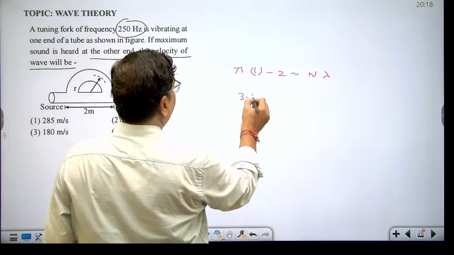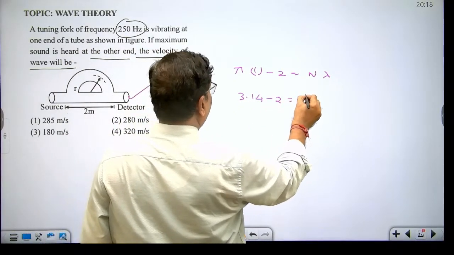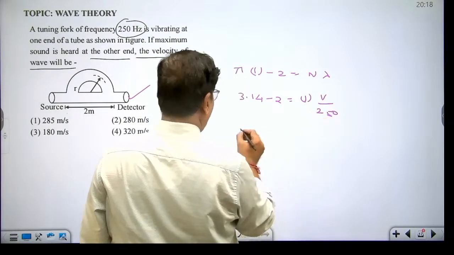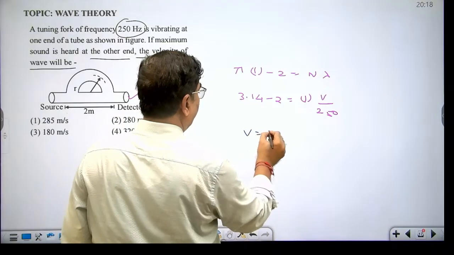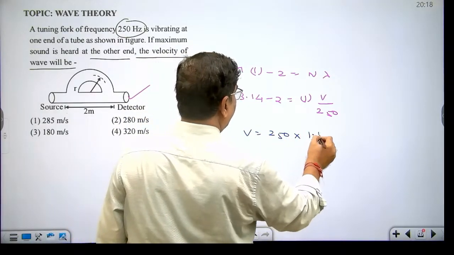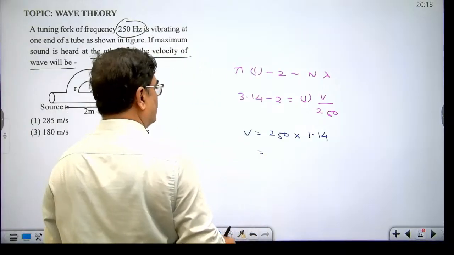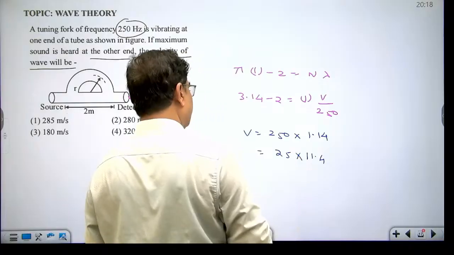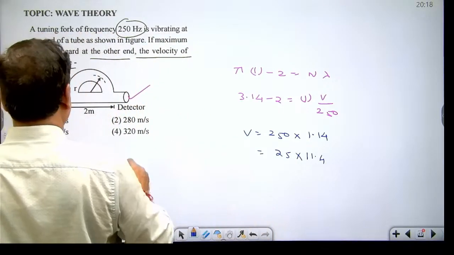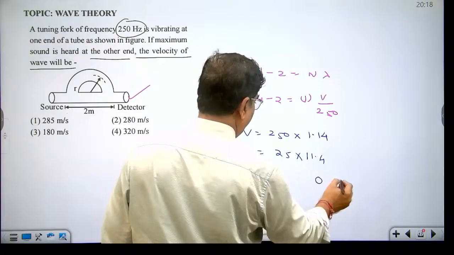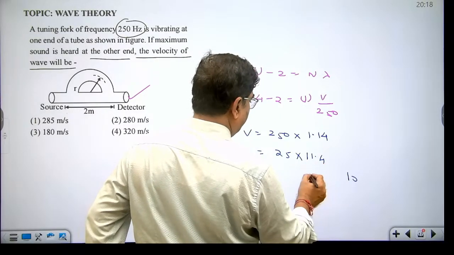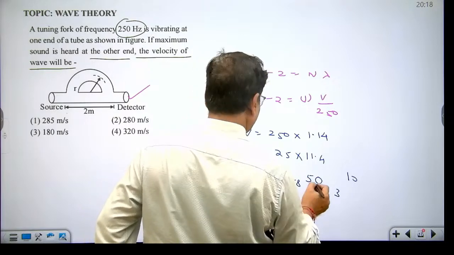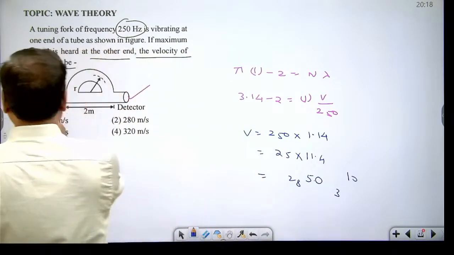So this is 3.14 minus 2, equal to lambda, equal to v upon n. This is 250. After solving this, we will get v equal to 250 into 1.14. So this will give us 25 into 11.4, approximately 285. So the correct answer is option 1.